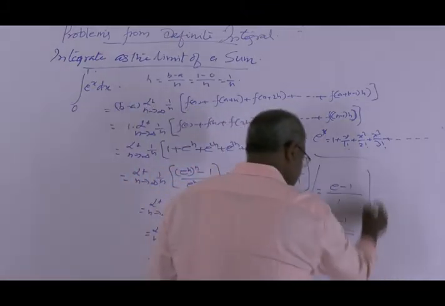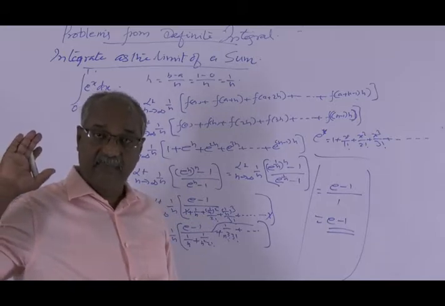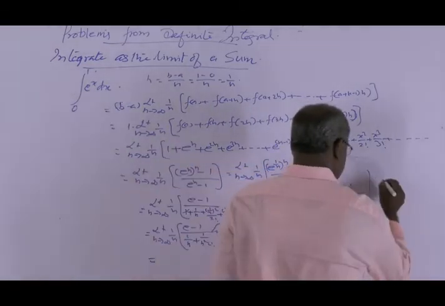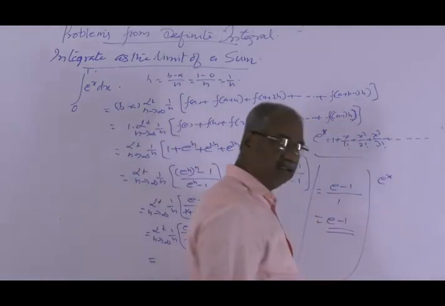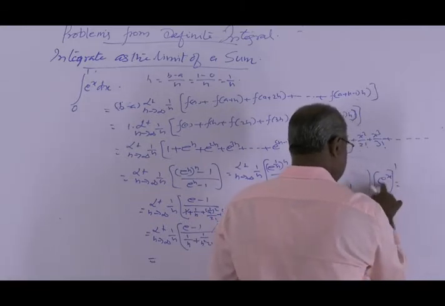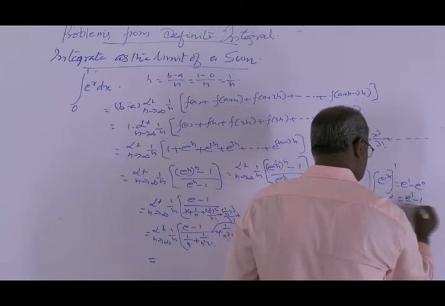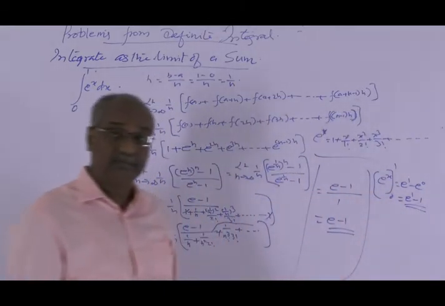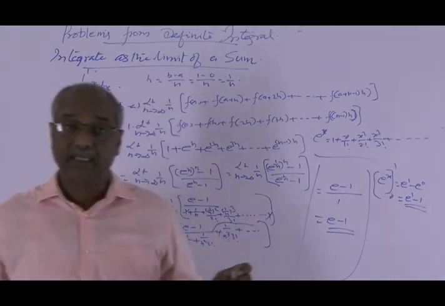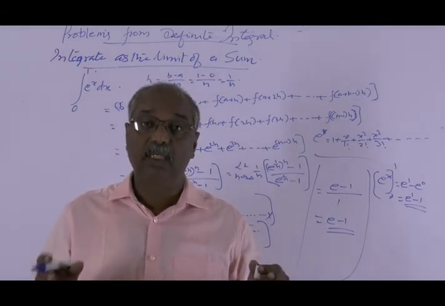And suppose we apply the first method, the fundamental theorem of integral calculus, what happens? If we integrate e raised to x, we get the result e raised to x. Applying the limit 0 to 1, first apply 1: e raised to 1 minus e raised to 0, which is equal to e raised to 1 minus 1. Very simple. So the answer is e minus 1: integral 0 to 1 e raised to x dx is equal to e minus 1.